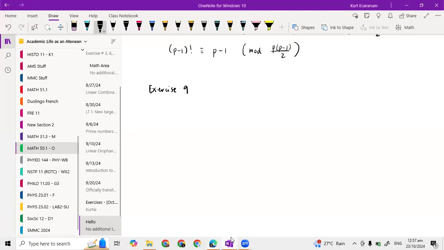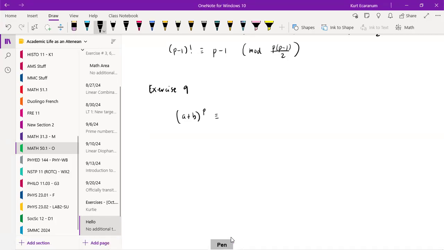This is quite straightforward as I solved this a while ago. Diba? Prime p, so p is still an integer, so binomial theorem still works, still applies. Diba, sabi ng binomial theorem, this would be the sum from k equals 0 to p of p choose k, a to the p minus k, b to the k, mod p.